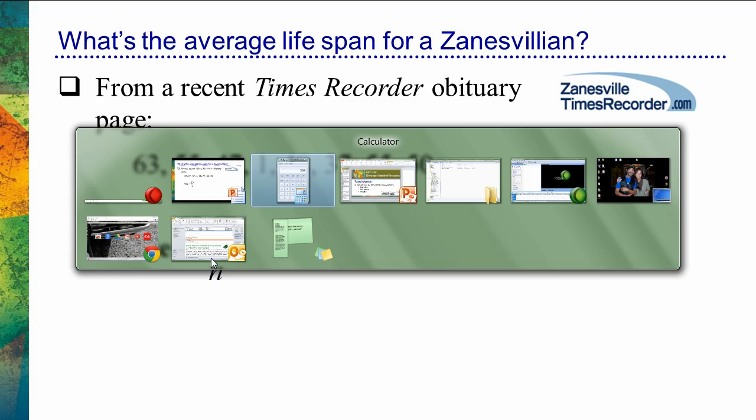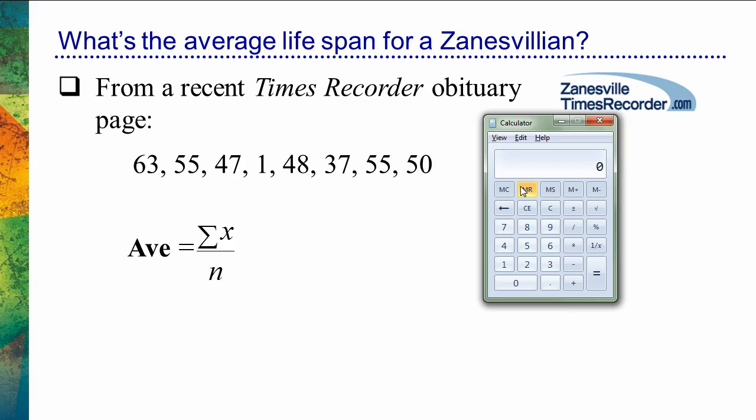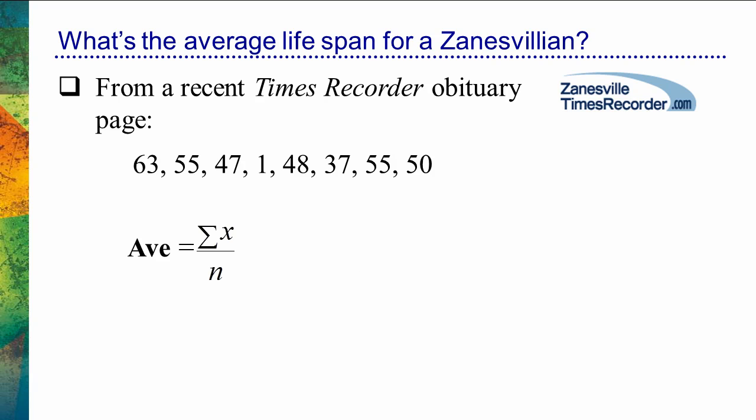So let's do this together. I'll pull out this little calculator. If we take 63, and then we add 55, and add 47, add 1, add 48, add 37, add 55, and add 50. That will equal 356. Now we want to divide that by 1, 2, 3, 4, 5, 6, 7, 8. We have 8 different data points. So I'm going to divide by 8. That equals 44.5. Okay?